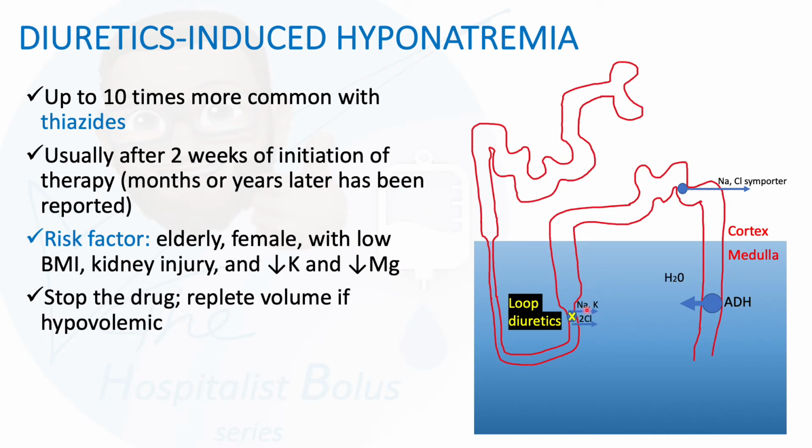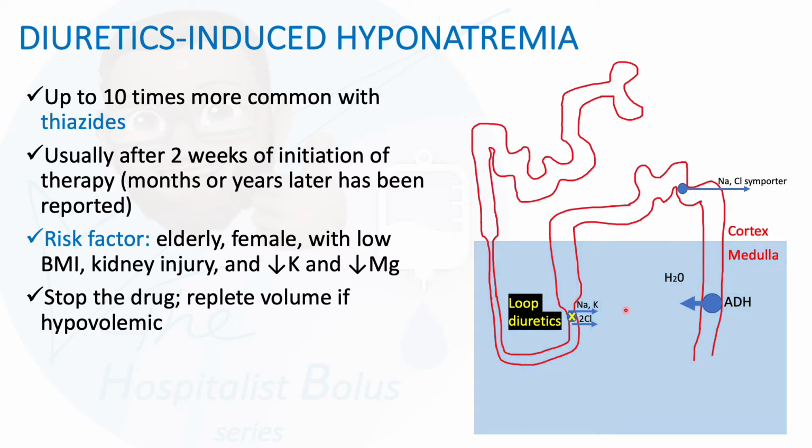So what happens with loop diuretics? We know that the thiazide diuretics work in the cortex, on the sodium chloride symporter. They block this symporter, and that will lead to loss of sodium and chloride in the urine. Now, when it comes to the loop diuretics, it also blocks the sodium-potassium-2-chloride co-transporter, and that will lead to a decrease in the osmolality in the medulla. So the medullary osmolality will be much less after the use of loop diuretics.